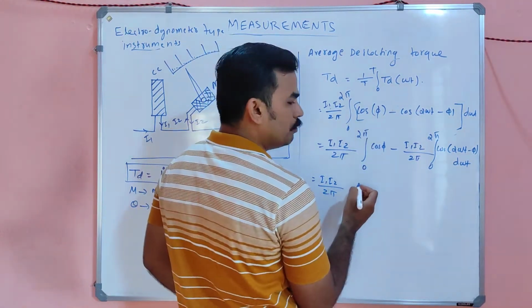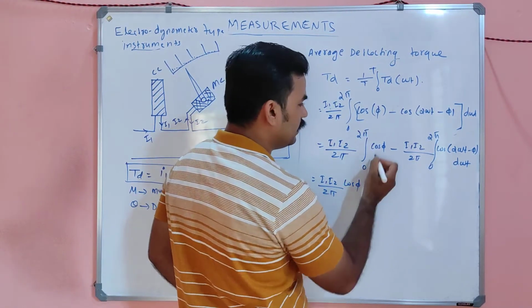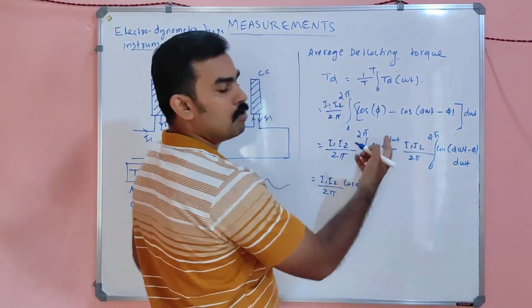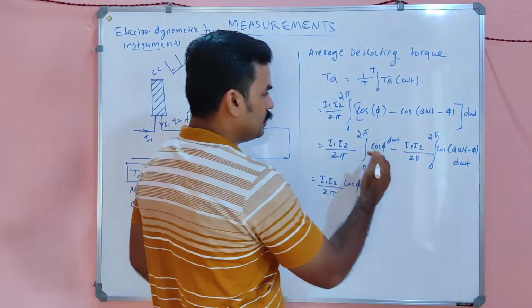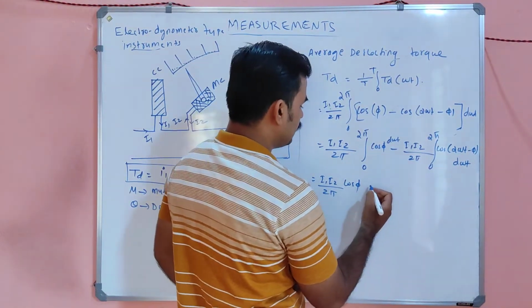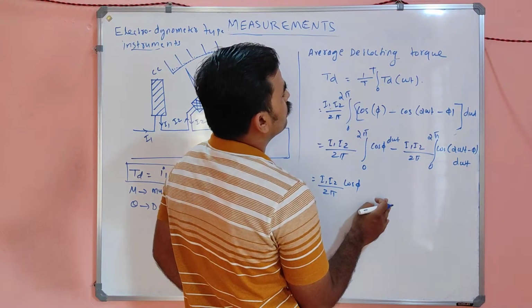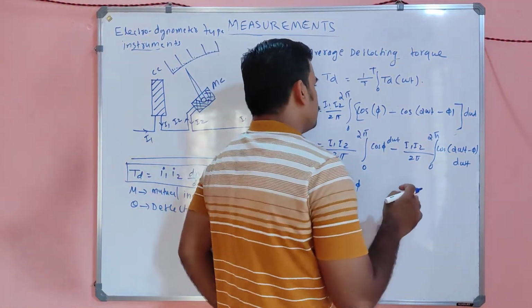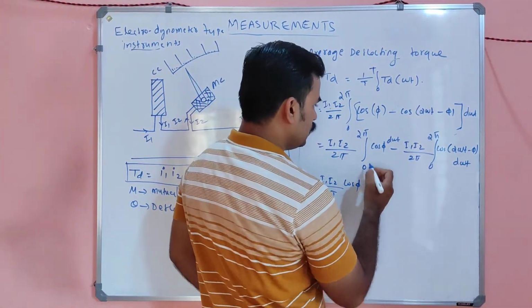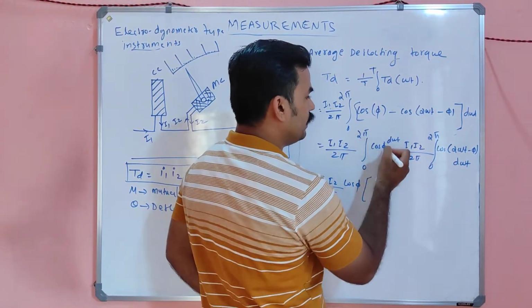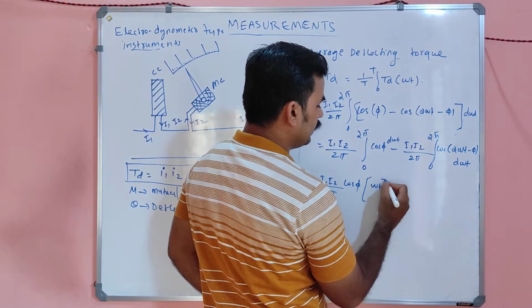What is integral 0 to 2 pi cos phi? The cos phi is constant here, na? The constant, this is d omega t with respect to. So the cos phi is constant, you can take it outside. So integral d omega t, what is that? In the 0 to 2 pi, integral d omega t is nothing but omega t, correct?